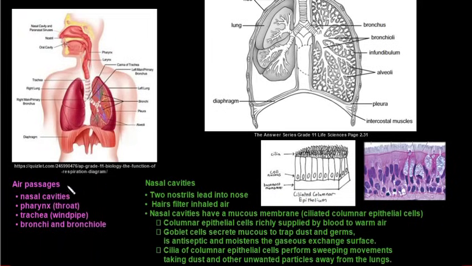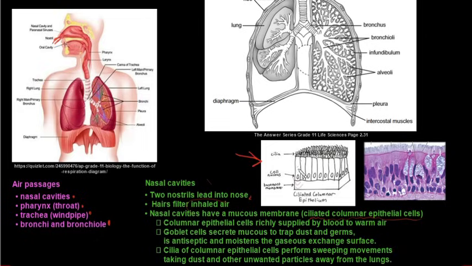So the air passages that we have are the nasal cavities, pharynx or throat, the trachea, or rather the windpipe, and then the bronchi and the bronchioles. Then the nasal cavity: we've got two nostrils that lead into the nose, as you all know. You've got hairs inside the nostrils that will filter the inhaled air. And the nasal cavities also have a mucous membrane that has ciliated columnar epithelial cells. So I've given a diagram up here so you can see what they look like.